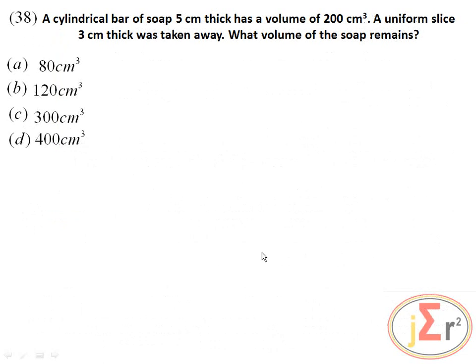A cylindrical bar of soap 5 centimeters thick has a volume of 200 centimeters cubed. A uniform slice 3 centimeters thick was taken away. What volume of the soap remains? Let us go all the way around and see if we can determine the answer.